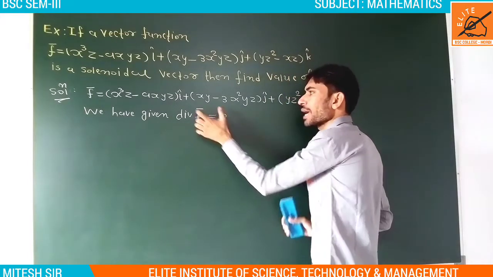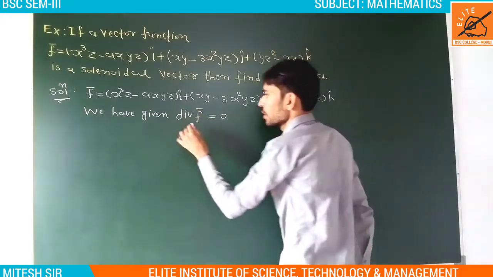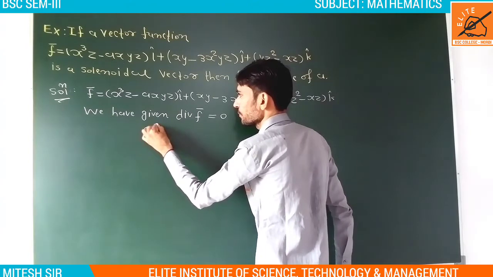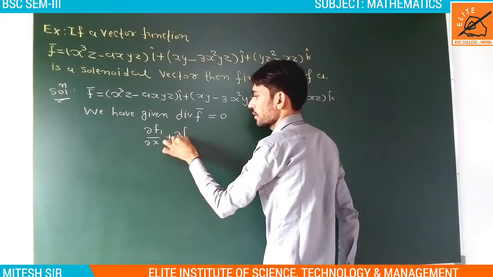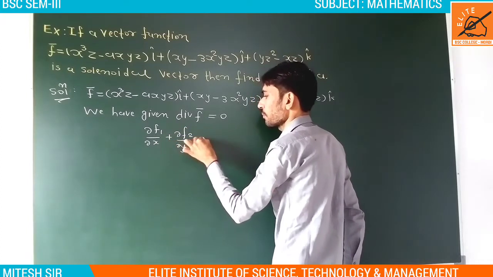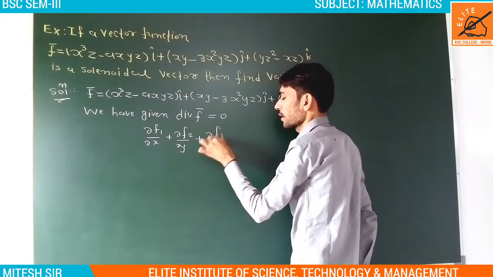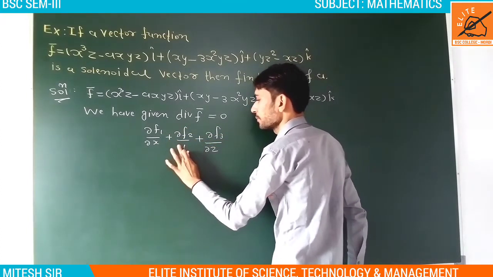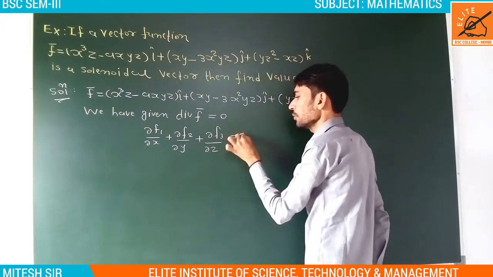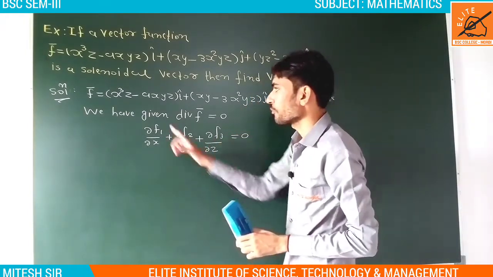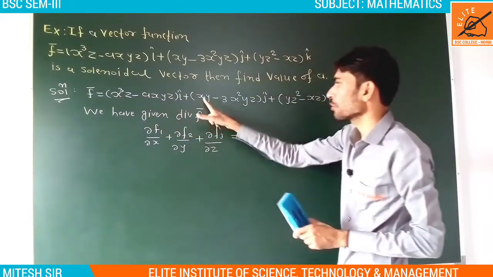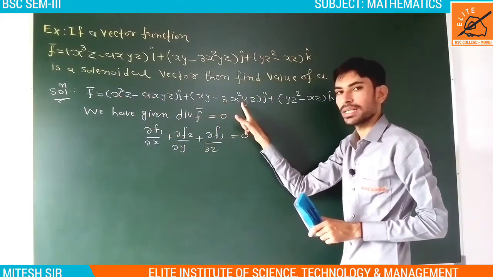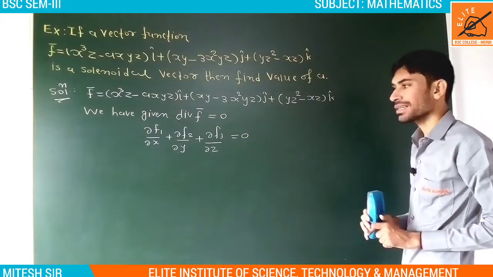So now we find the divergence of our vector function f bar. So divergence f bar, what is the formula? Del f1 upon del x plus del f2 upon del y plus del f3 upon del z is equal to 0, where our f1 is x cube z minus axyz, our f2 is xy minus 3x square yz, and our f3 is yz square minus xz.